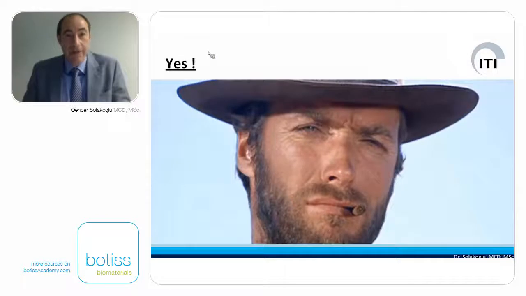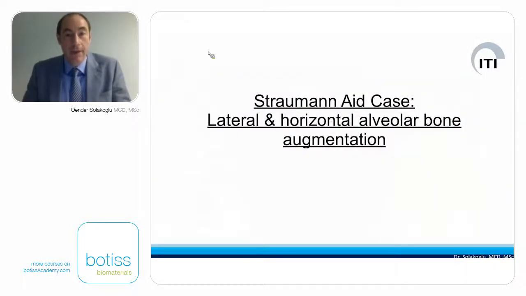So this is basically what I think we should consider in our offices as a very, very basic technique for guided bone regeneration. So I've looked for a case where I can show you different techniques of lateral and horizontal alveolar bone augmentation, and also, ideally, different materials used for that. A few years ago, we started with the Stallman 8 case. And this is the case I would like to present to you tonight.